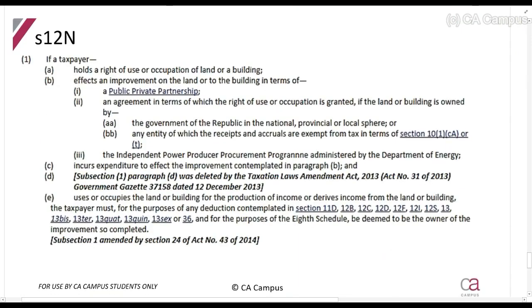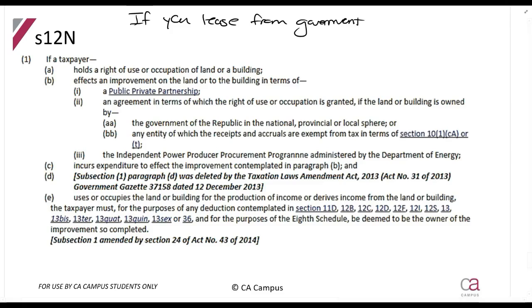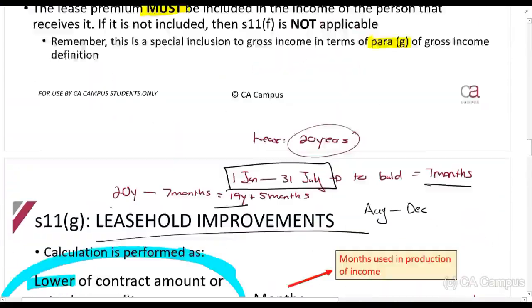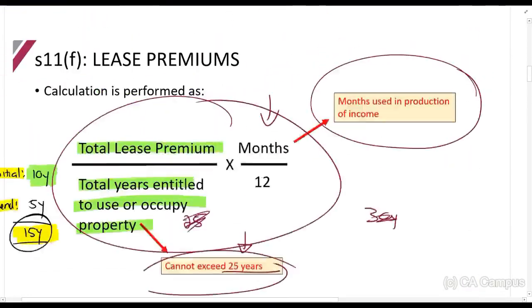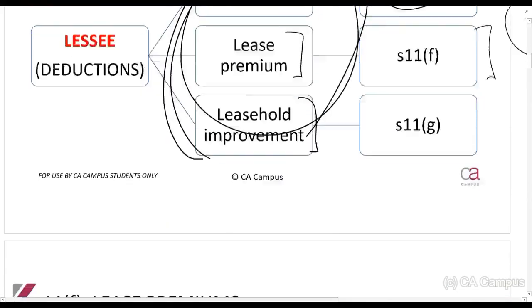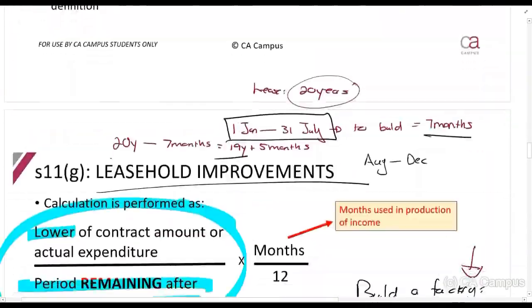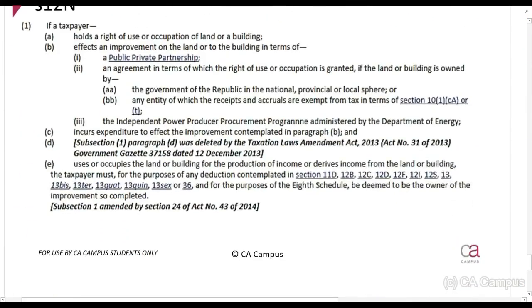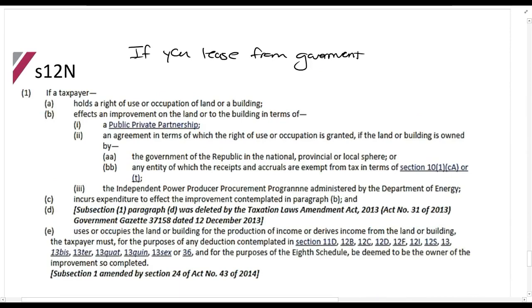Then we have Section 12N. Now guys, this is the section that applies if you lease from the government. Now guys, if you're leasing something from someone, you may get this leasehold improvements deduction and lease premium deduction. Right? You might get all of these deductions. However, if you're leasing it from the government, they will treat you as if you are the owner. So that means if you build a factory, you can claim the factory allowance. If you build an office building, you can claim an office building allowance.